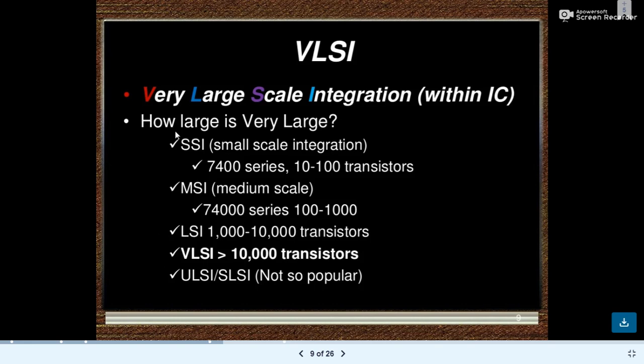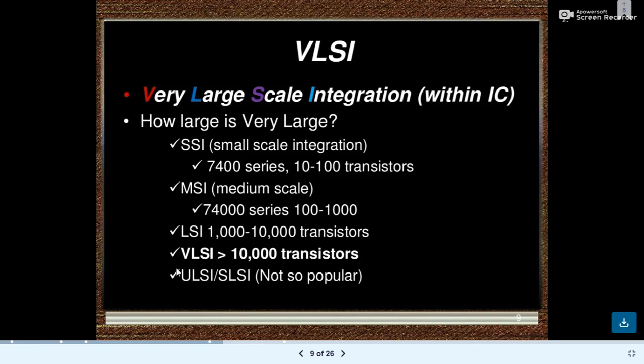So first let us understand how large is very large. SSI, small scale integration. Here, in the 7400 series, there were 10 to 100 transistors, so it is called small scale integration. Only 10 to 100 transistors are present in an IC. Then medium scale: this is the 74000 series, with 100 to 1000 transistors. LSI, that is large scale integration, has 1000 to 10,000 transistors.